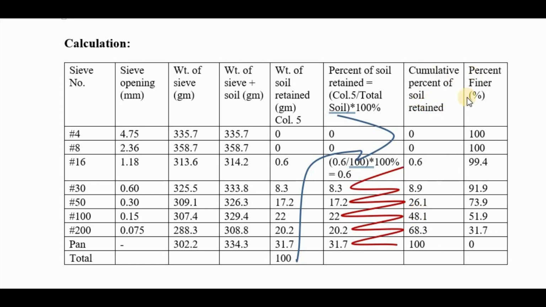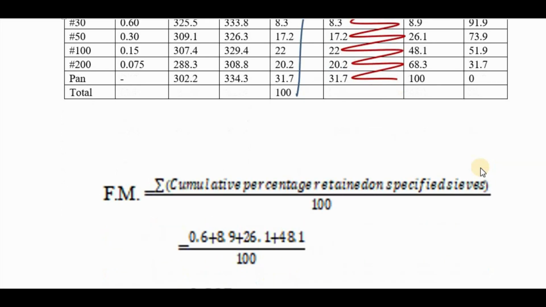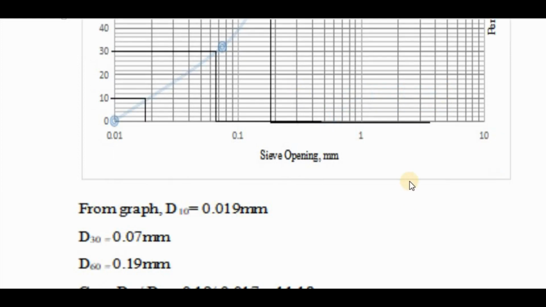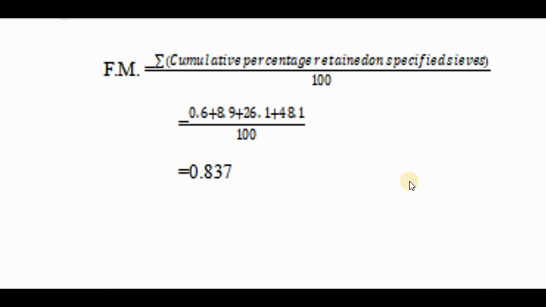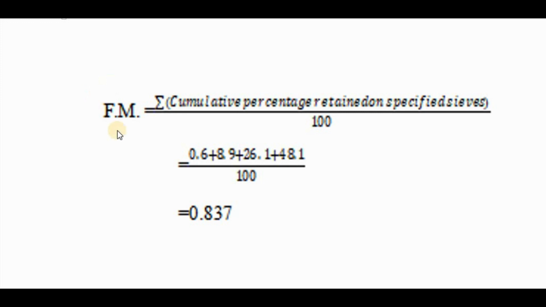And after that, you have to take the percent finer. This is percent retained and this is percent finer. If you deduct this column from 100, you get the values: 100 minus 0 is 100, 100 minus 0 is 100, 100 minus 0.6 is 99.4. Similarly, you take all of these, and 100 minus 100 is 0. So why are we taking this percent finer? We have to take this value in the graph, but before the graph we have to calculate the fineness modulus.